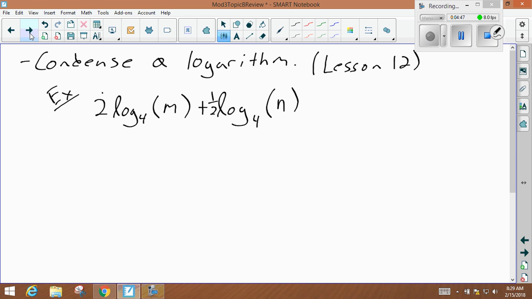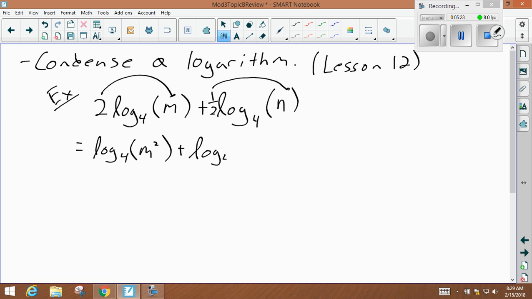Hey, you're going to have to condense a logarithm of lesson 12. Or is that lesson 13? Lesson 12 or 13. Oh. So 12. Okay. So the first thing I need to do is I need to put my exponents inside. So that becomes log base 4 of m squared plus log base 4 of n to the 1/2 power.